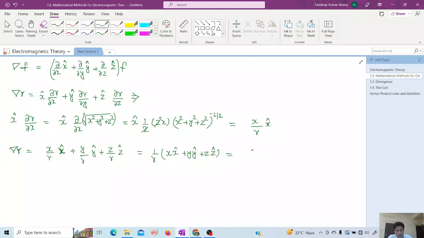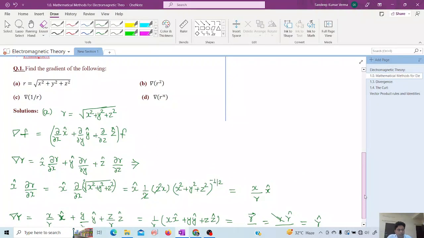So this will be vector r divided by r, and we know that the vector r can be written as r times r̂. Here r and r cancel out, so this is r̂. So this is the solution for the problem.